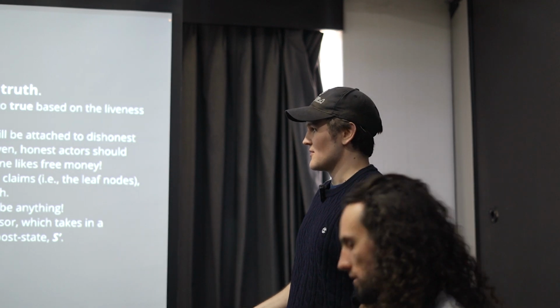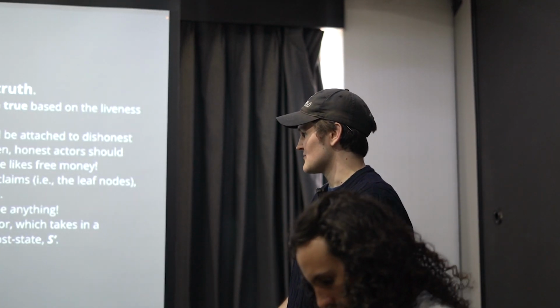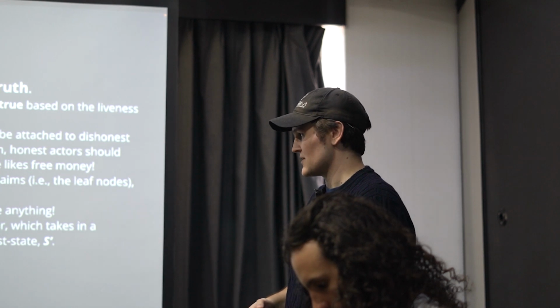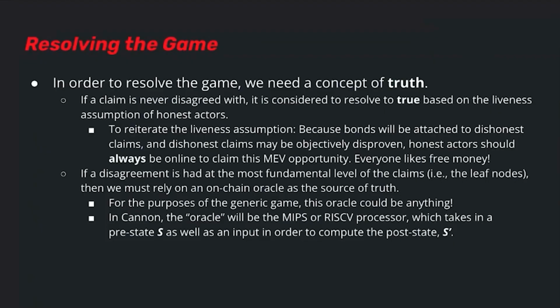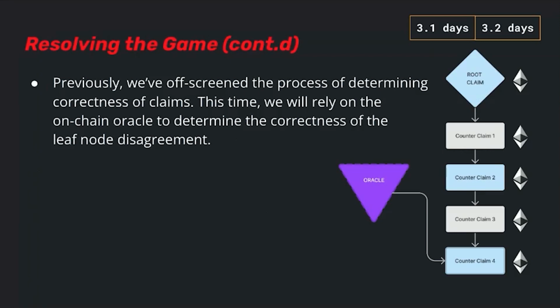And in canon, this oracle will be the MIPS or RISC-V processor, which takes in a pre-state S as an input to compute the post-state S'. Basically, we'll compare that S' against the expected state root and figure out who wins in that situation. Previously, we've off-screened this process of determining the correctness of claims and just colored them in as if we knew them already. This time, we're going to rely on the on-chain oracle to determine the correctness of the leaf node disagreement. So once we get down to this leaf node, we're going to consult the oracle and ask it to tell us if this leaf node is truthy.